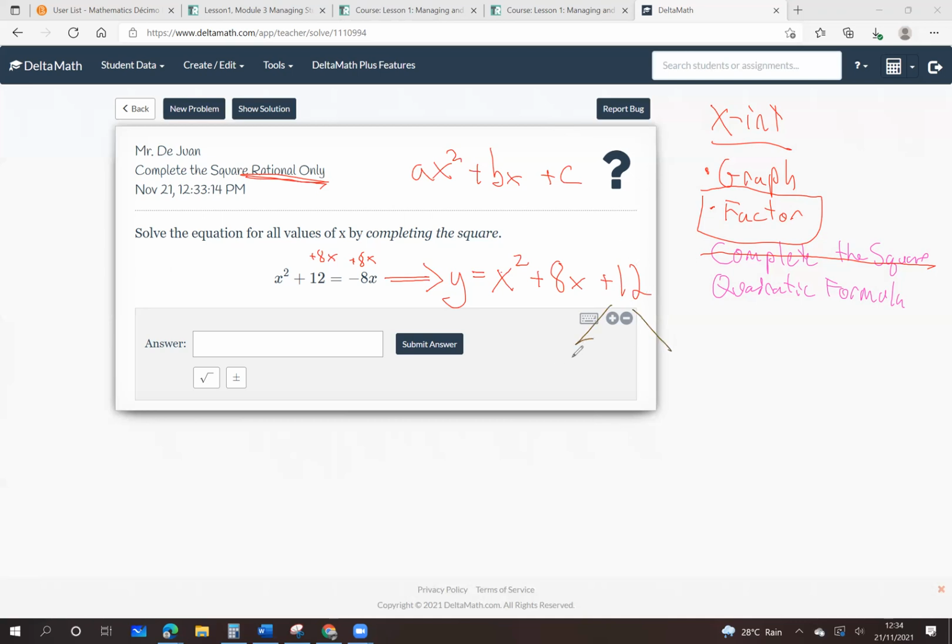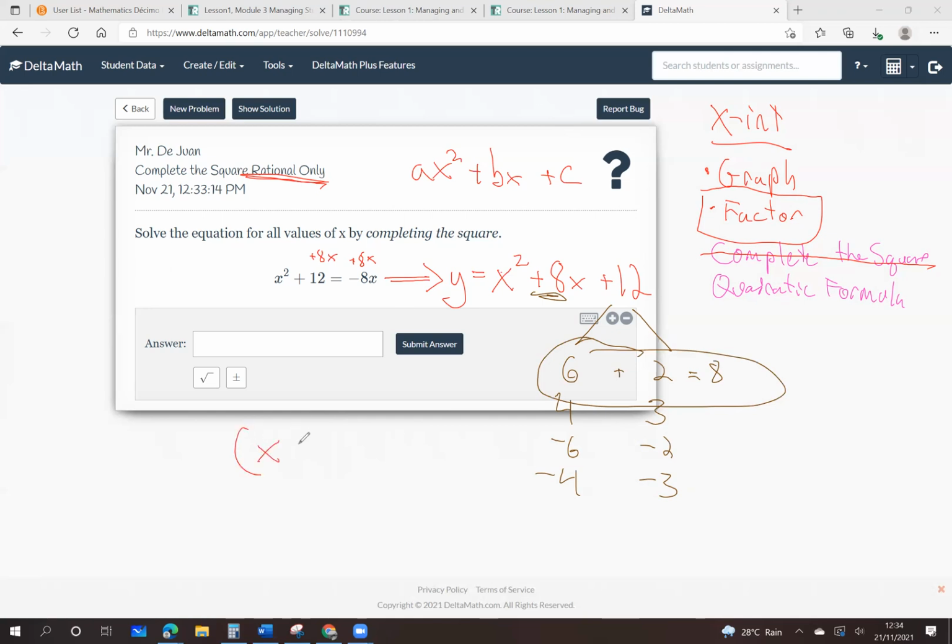Now that I've done that, you can do what you've done many times before. What are the multiples of 12? 6 and 2, 4 and 3, -6, -2, -4, -3. And of course, I'm trying to look for the ones that give me 8. Well, 6 plus 2 gives me 8, so it's got to be this option right here.